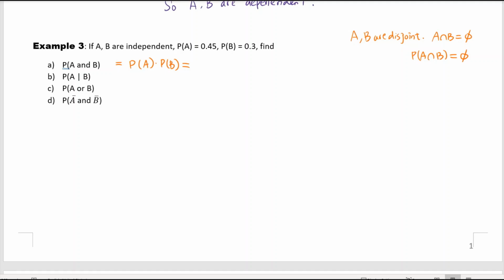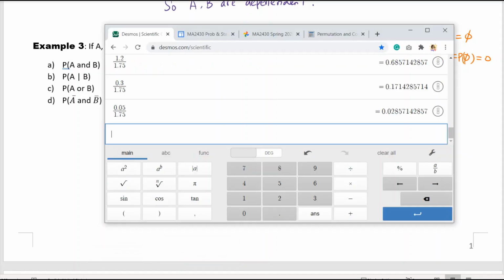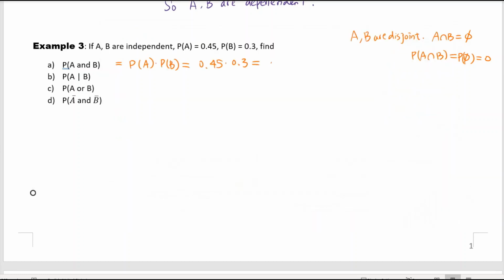So that's why the probability of A and B is P of the empty set, so it's 0. But when we say A, B are independent, usually in general, P of A and B is not 0. Okay, so it equals P of A times P of B. In this case, 0.45 times 0.3, which is 0.135. Now you can see this guy is not equal to 0.